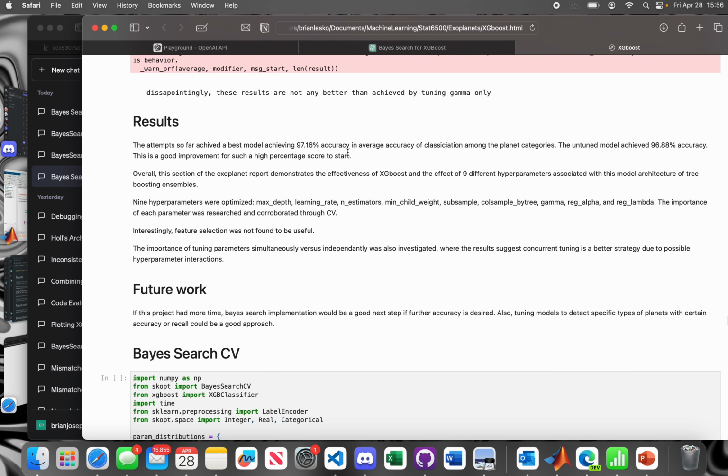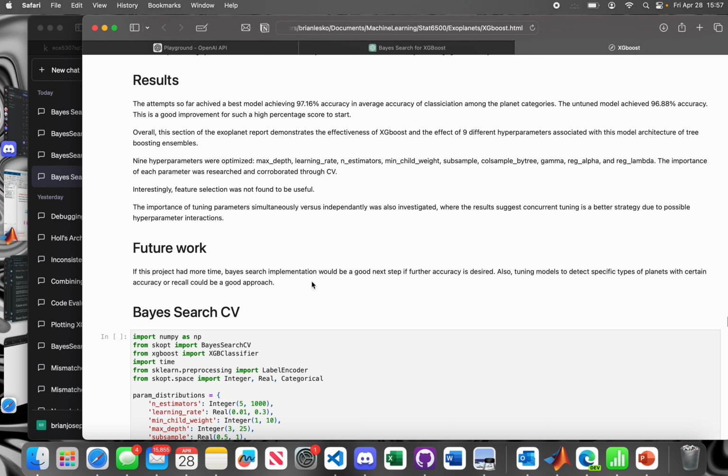So overall, this section of the report demonstrated XGBoost and the different importance of the hyperparameters. I think it's really interesting how many there are. There are 9 that we looked at in this section of the report. Also interestingly, feature selection was not found to be very useful, and I determined that you should tune hyperparameters simultaneously, although in this report we didn't see much of an improvement there. So I think tuning individual parameters first is a good way to start, and that we should try this on different data sets to explore XGBoost's capabilities further.